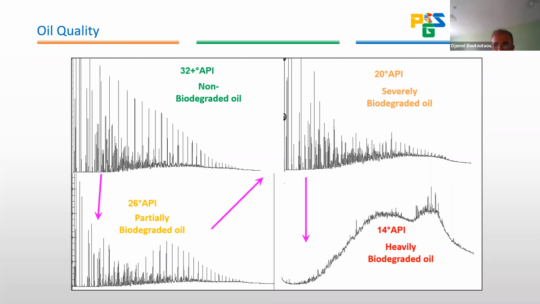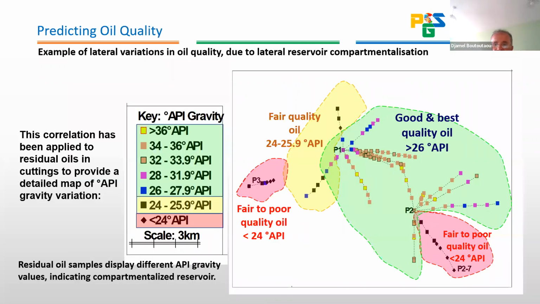If any reservoir has more or less the same characteristics as the reservoir that has biodegraded oil, such as low temperature, you expect that you have biodegraded oil. So that's something. We can also predict oil quality in different compartments of a reservoir.